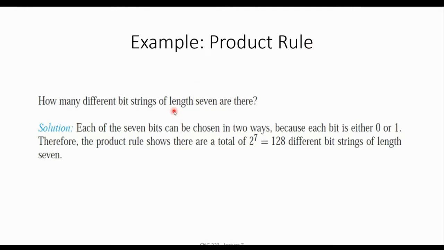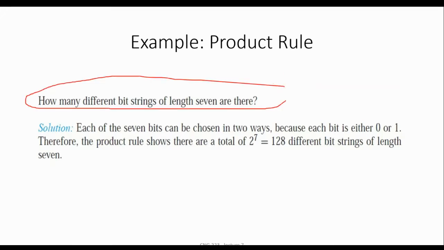How many different bit strings of length 7 are there? In order to answer such questions about the number of ways to do something, all of them can be solved using counting methods. So for bit strings, assume that we have 7 of them: 1, 2, 3, 4, 5, 6, and 7. For each of them, what are the possibilities? We can have either 0 or 1. So it means that I will have 2 options for the first bit.